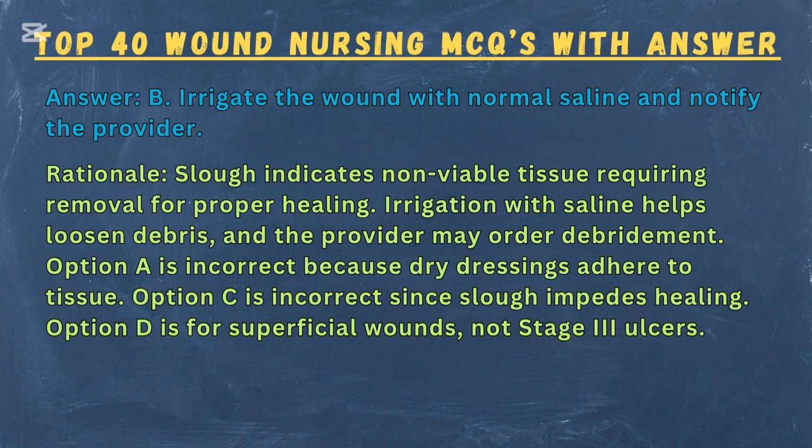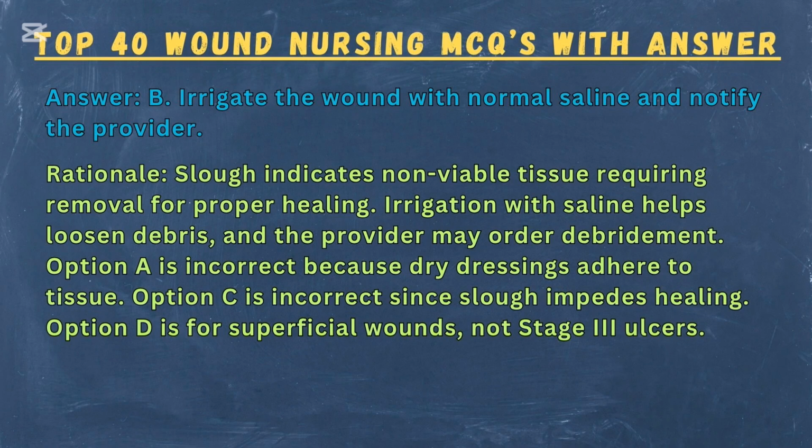Answer. B. Irrigate the wound with normal saline and notify the provider. Rationale: slough indicates non-viable tissue requiring removal for proper healing. Irrigation with saline helps loosen debris, and the provider may order debridement.